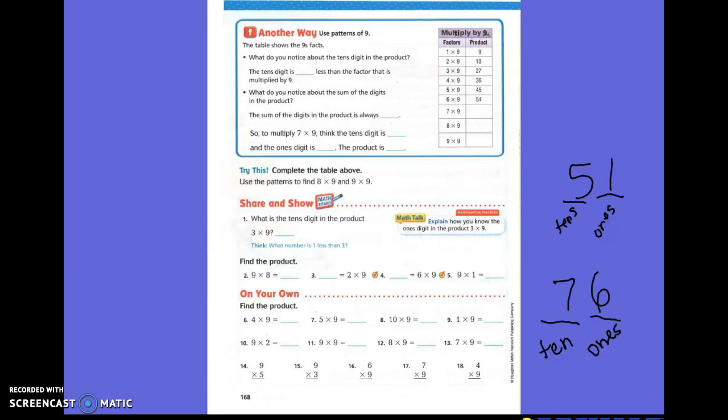Look at the answers going down. What do you notice about all the tens places? What do you notice about all of the tens places going down?